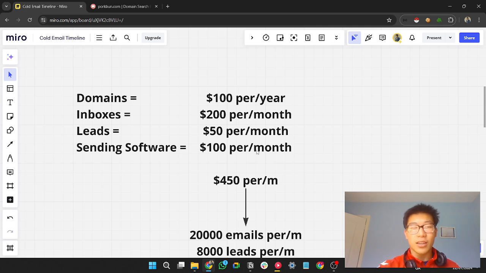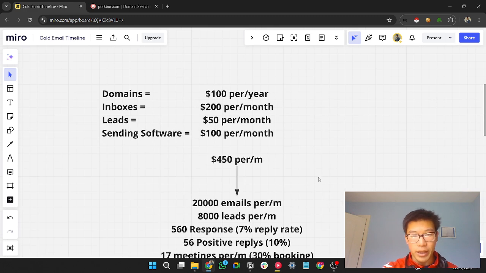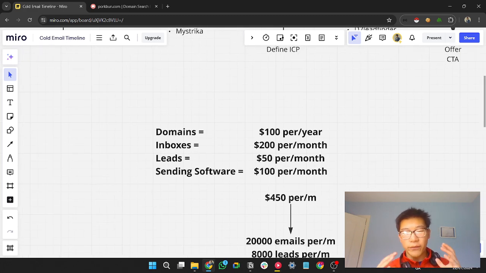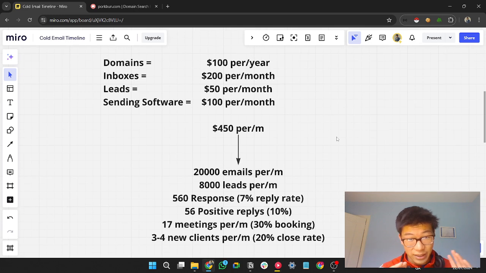And then sending software is about $100 per month if you're doing this sort of volume. There's ways of getting around it, but $100 per month is generally pretty good unless you're sending it from your Gmail. So in total, this adds up to about $450 per month. And you're like, that's a lot, right? But let's just break it down, okay?